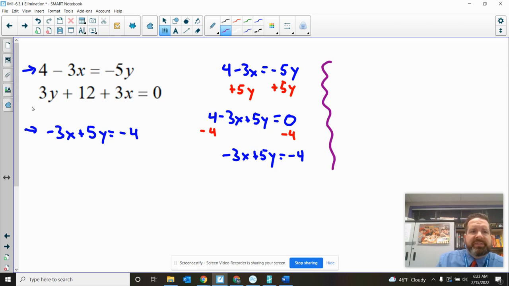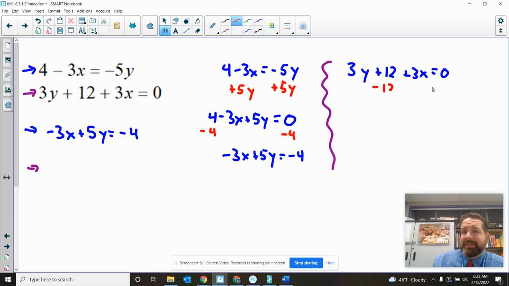Now, let's do a similar thing for the bottom one. I'm going to switch colors to be consistent here. We've got 3y plus 12 plus 3x equals 0. Really, I only want to move one term to the other side of the equal sign. That's this 12. So that would leave me with 3y plus 3x equals negative 12.